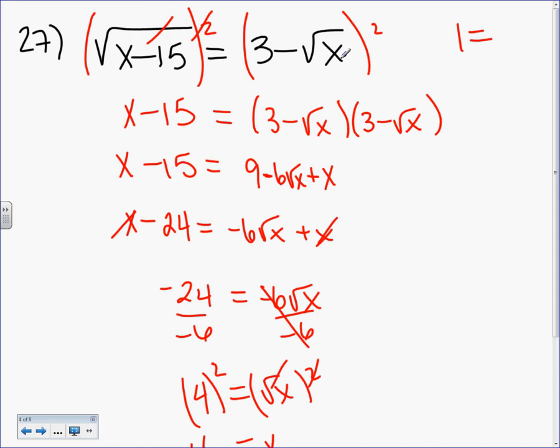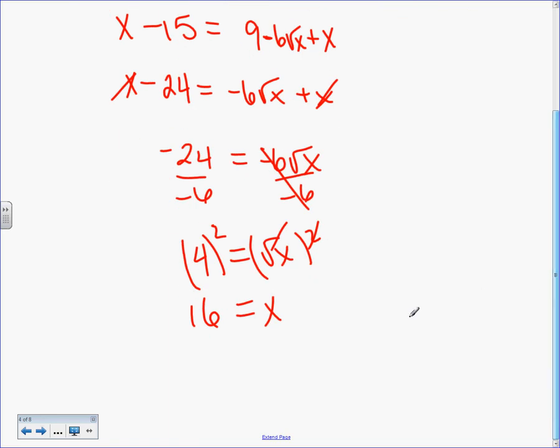We said square root of 16 again. What's the square root of 16? 4. 3 minus 4 is negative 1. Do they equal each other? They do not. So the one answer we got didn't work. So my answer would be no solution. Does anybody need me to go back and say any of that again?